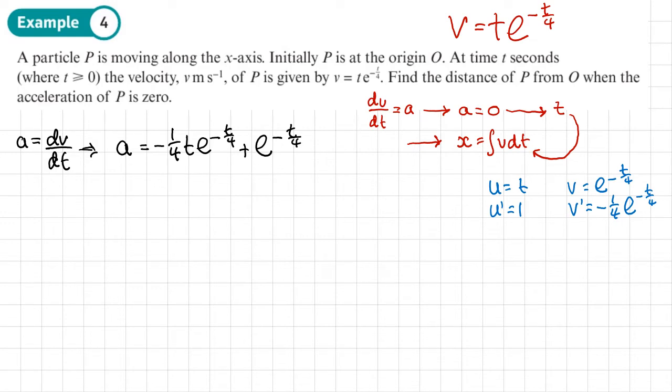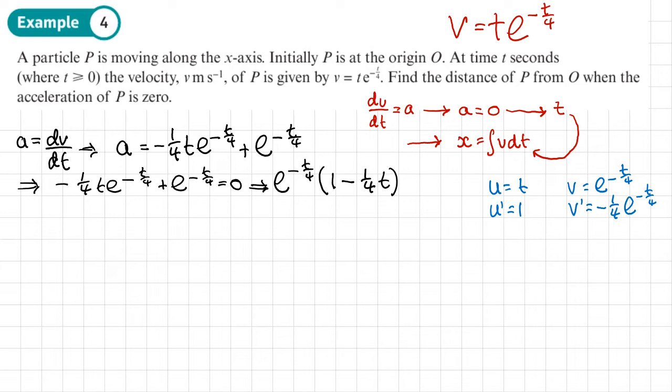We want to find the time at which the acceleration is 0, so we just set our expression -1/4 t e^(-t/4) plus e^(-t/4) equal to 0. This will be easier to solve once we factorise it. So we'll take the e^(-t/4) out, and then in brackets I will have, let's write it this way round, 1 minus a quarter t, or t over 4, equal to 0.